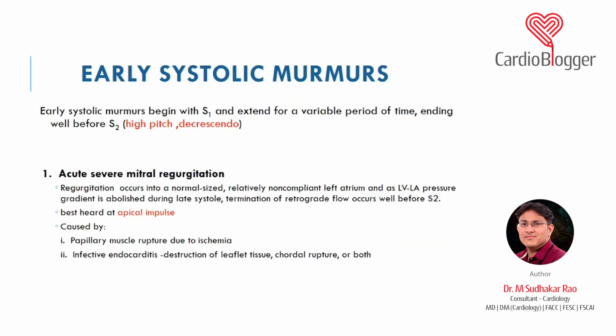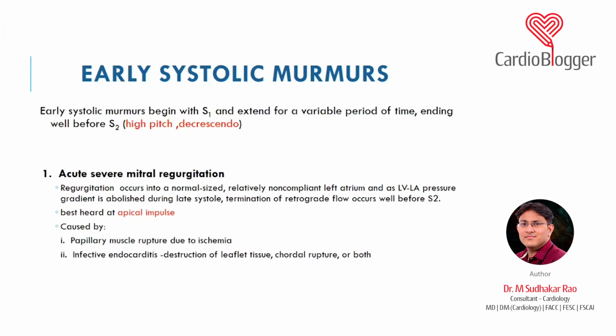Now why it happens: normally in chronic MR, we know the pressure gradient between the LA and the LV is very high. In acute MR, all the blood goes from the LV to the LA, and the LA is not dilated, it is a normal size, non-compliant LA. So the LA pressure becomes very high and the gradient between the LV and the LA is very small. And so the gradient is abolished later during systole and is there only in the early part of systole. So that is why you get an apical short MR murmur.